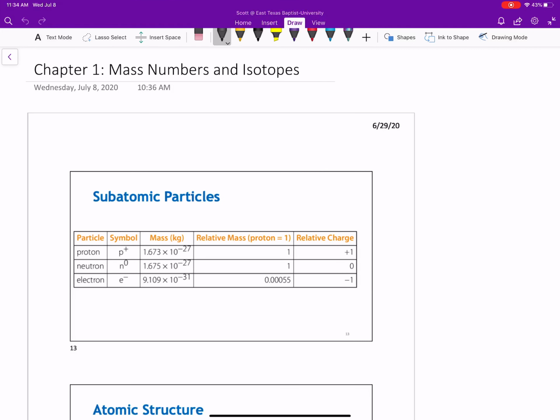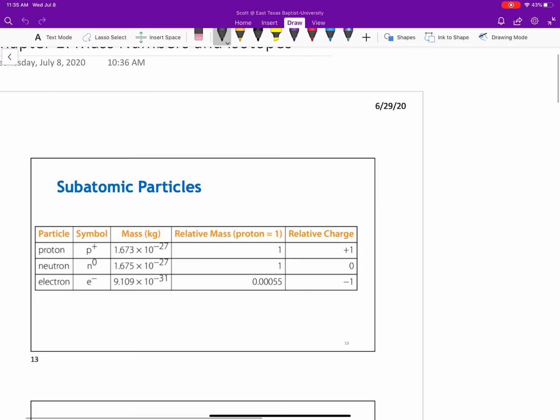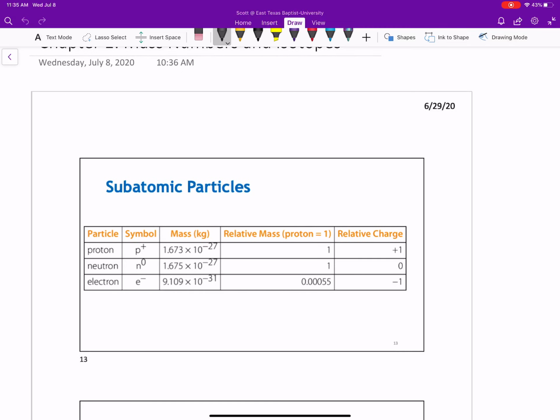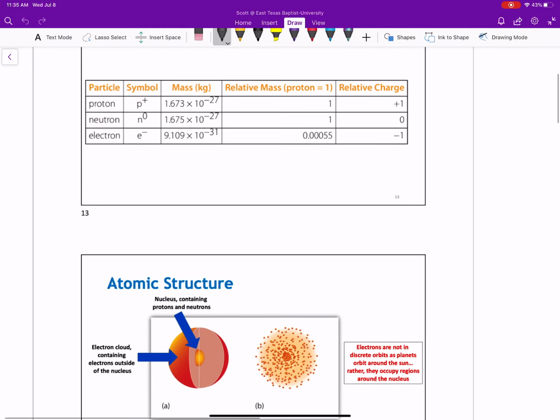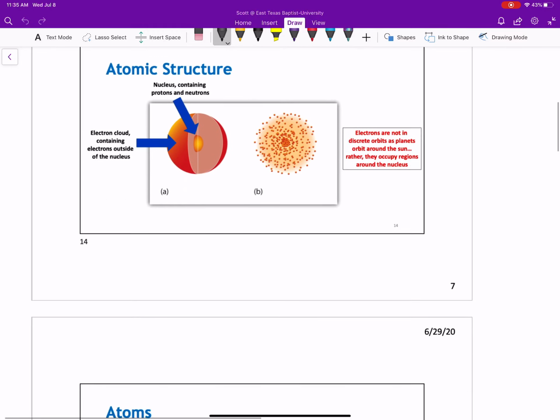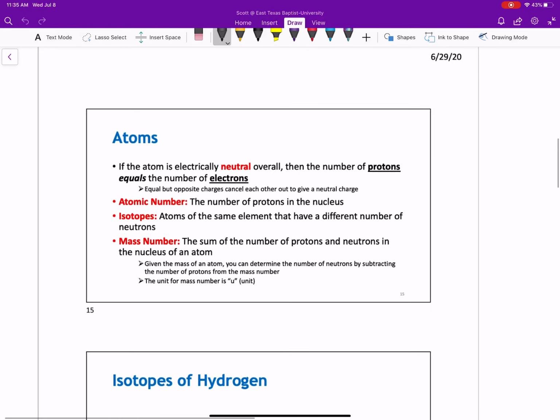So in today's lesson, we're going to discuss Chapter 1, Mass Numbers and Isotopes. In the previous video, we already took a look at what protons, neutrons, and electrons are. If you don't know what those are, go back to the last video, read your book, and also check out the posted lecture notes to help you understand what those are.